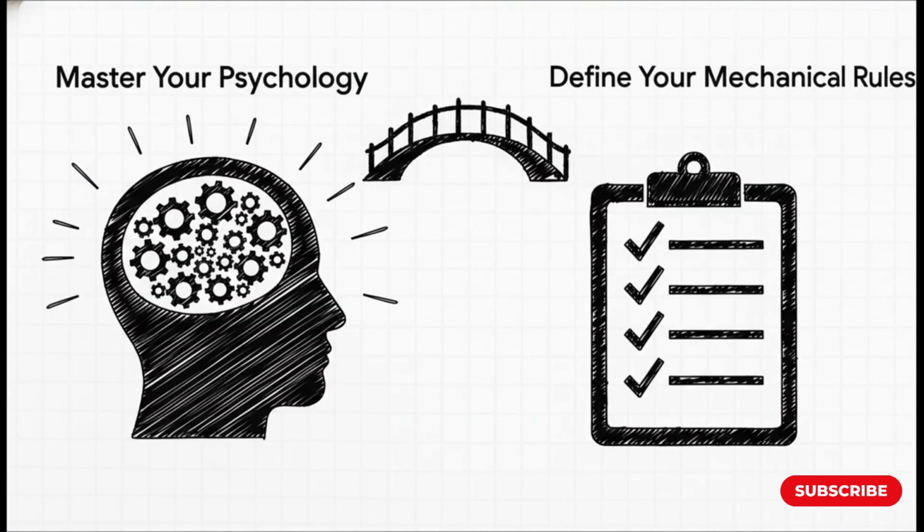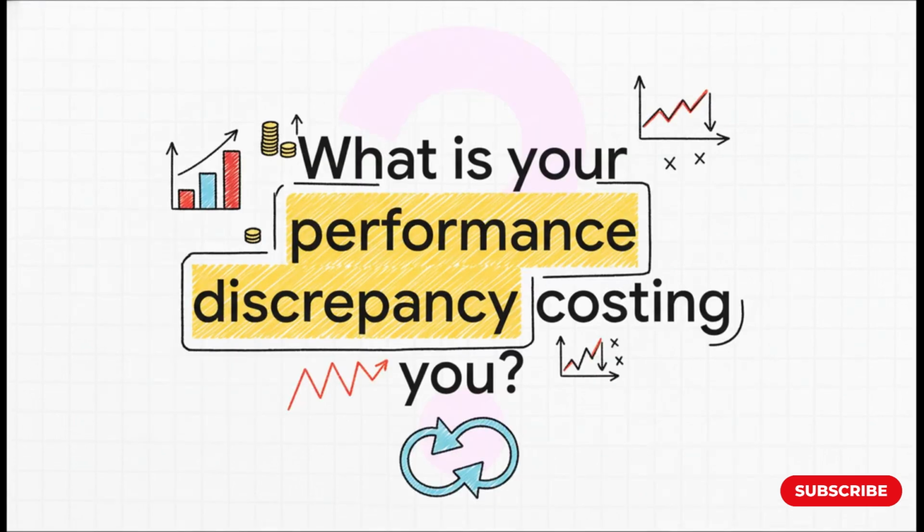First, the inside job. You have to work on mastering your psychology. Keep a journal, identify your emotional triggers. Then, the outside job. You build a fortress of rules around your strategy. A literal checklist for every single trade. Your entry, your exit, your stop loss, all defined before you ever risk a penny. No exceptions.